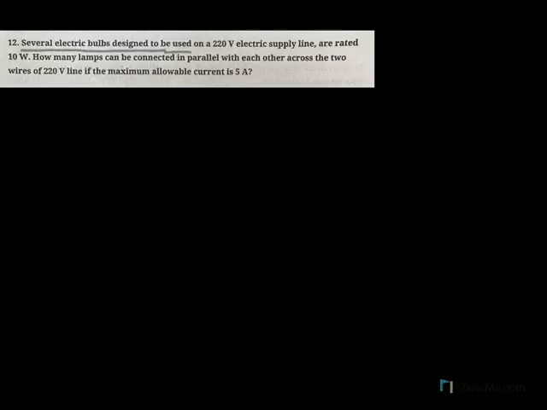Several electric bulbs designed to be used at 220 volts electric supply are rated at 100 watts. How many lamps can be connected in parallel with each other across the 2 wires of 220 if a maximum allowable current is 5 amperes? Let's take up the specification of each bulb. Each bulb is connected to 220 for one bulb.